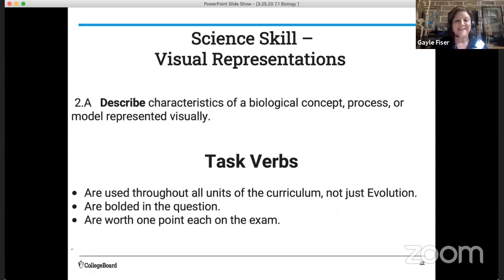Okay, on with the science skills. Today it's visual representations, and describe is the task verb that we're going to talk about. The skill is to describe characteristics of a biological concept, process, or model represented visually. Describe is a task verb, and we've used this particular one all throughout all the units of the curriculum, not just evolution. When they're in a free response question, they're going to be bolded, and they're going to be worth 1 point on the exam.